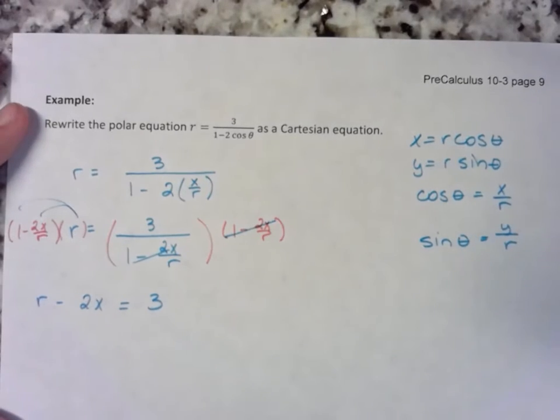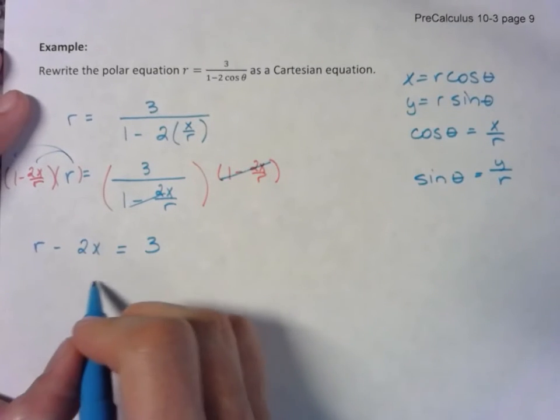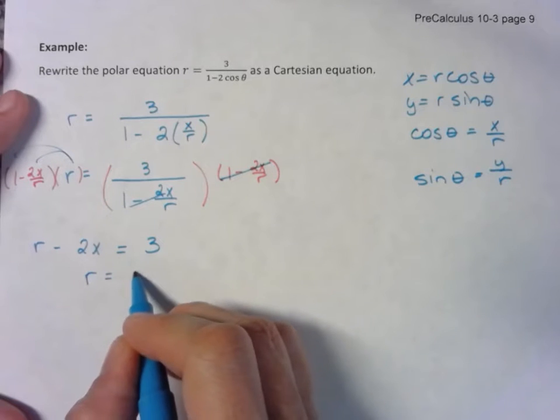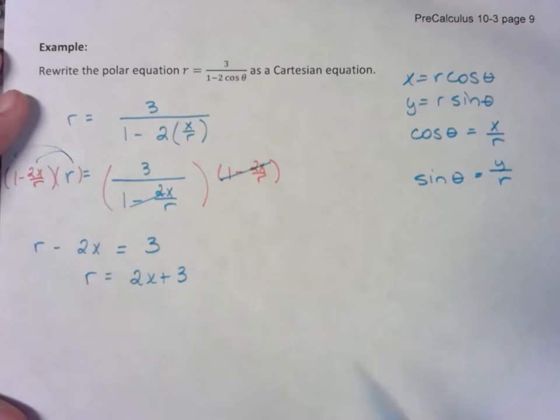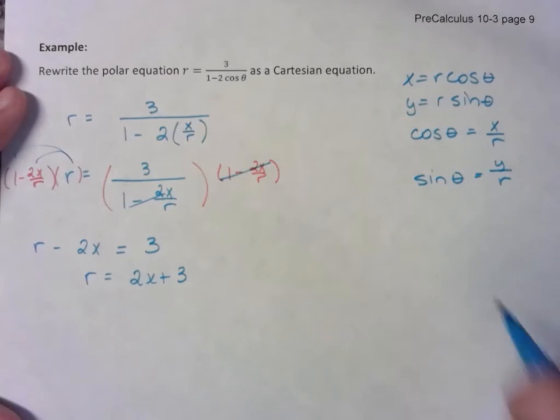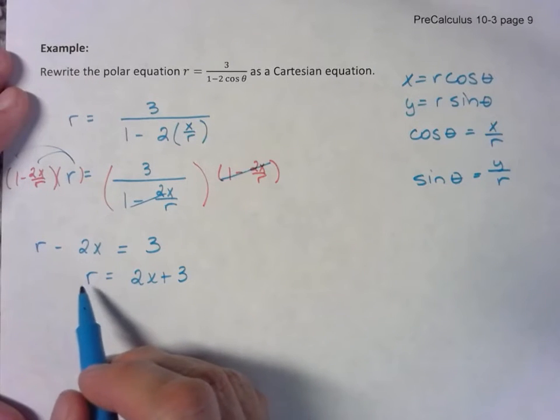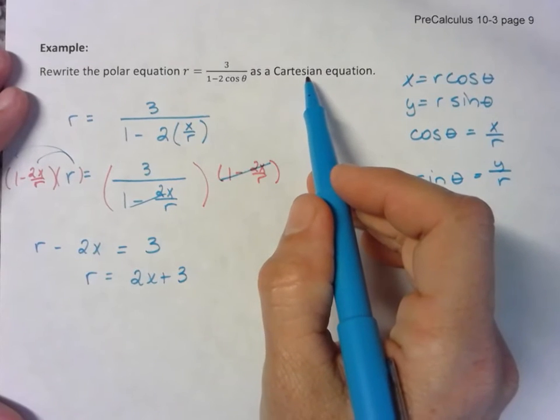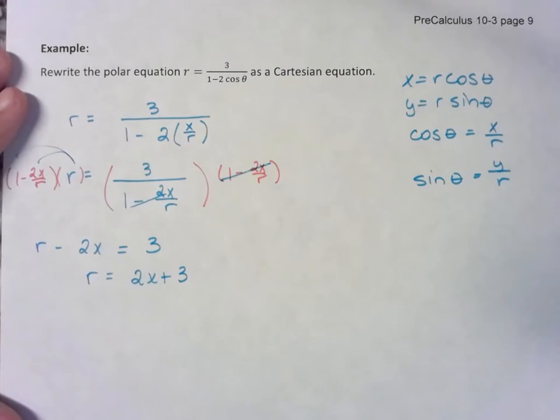Let's go ahead and solve this for r. So I'm going to add 2x to both sides. r is equal to 2x plus 3. Okay, so let's remember one other thing that we know. First of all, we can't have an r because we need a Cartesian equation. So we need all x's and y's. Preferably, you want it to be solved for y in the whole process.